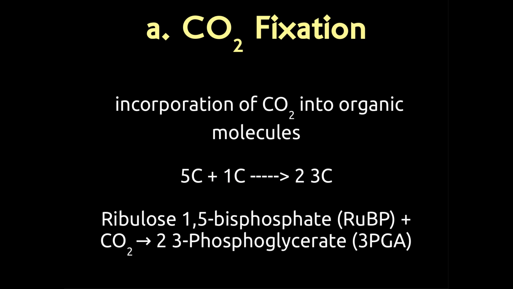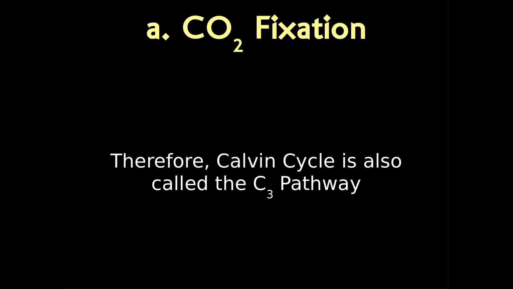The specific molecules involved here are going to be ribulose 1,5-bisphosphate, which is the 5-carbon molecule, plus CO2, is going to yield us 2 of the molecule 3-phosphoglycerate, or 3-PGA. And this is why the Calvin cycle is called the C3 pathway, because it ends up creating this 3-carbon molecule for the plant.